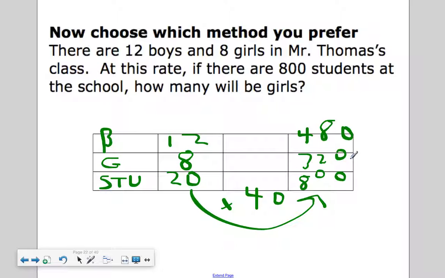So the most important thing you need to know is how important the labeling is. The labeling is what you've got to do. Once you know how to label it, you can figure out what you need to multiply between the 2 columns or within the 2 rows. So this is how you solve proportions.